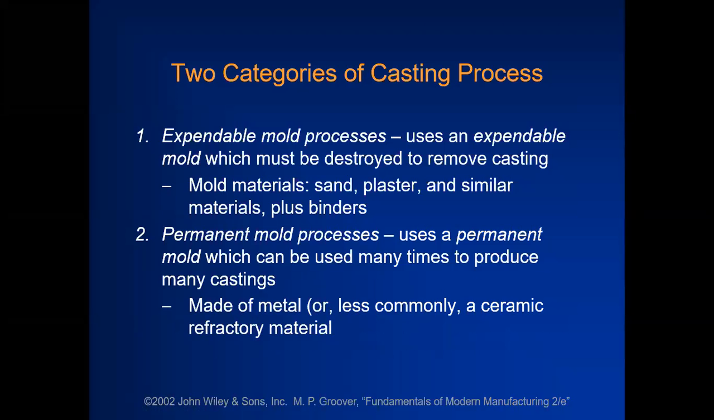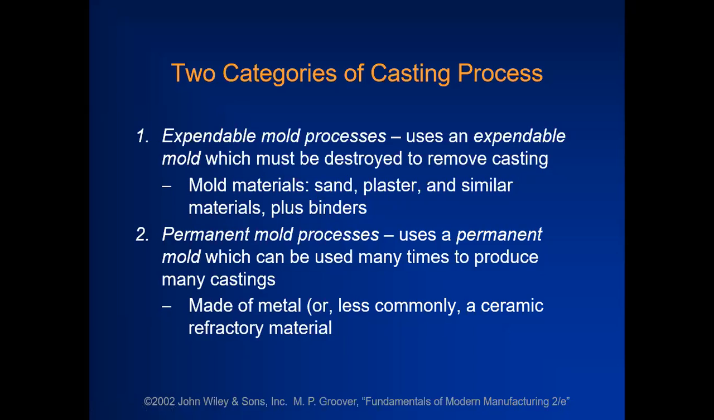Expandable mold process uses an expandable mold, which we destroy by the end of the process and we remove the casting. Casting means the final product. Mold materials are sand, plaster of Paris, and similar material, and binders are added in sand and plaster of Paris to bind the sand particles, to hold them and provide them strength.